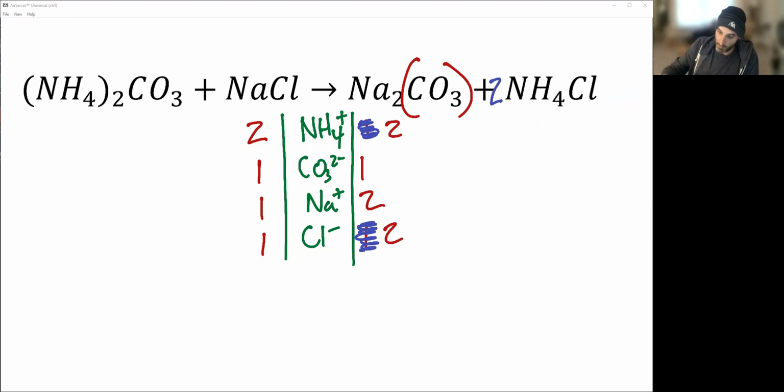So now we start at the top. NH4, I have 2 of each. We're good. Next up, carbonate. I have 1 of each. Okay, we can just keep moving through. Sodium. I have 2 sodiums on the right and 1 on the left. So we need to take a look at the sodium. Let's throw a 2 in front of there. That's going to change both my sodiums and my chlorides. Now I have 2 of each.